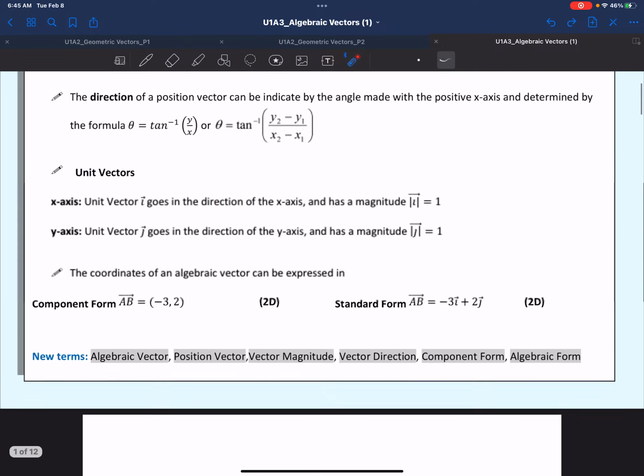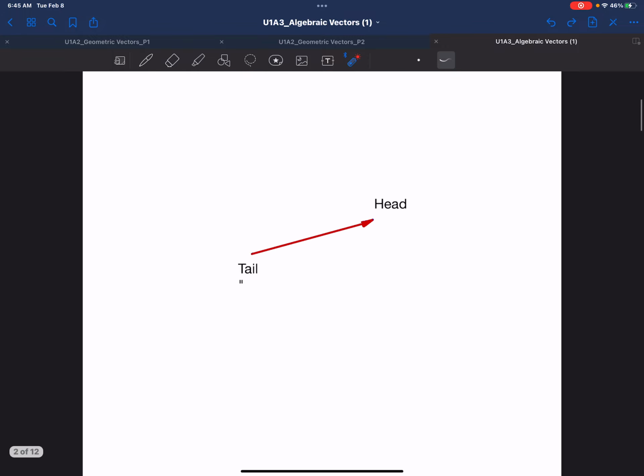So far, we've looked at vectors and we said that a vector is this pointed line segment and it has a tail and a head. And we've been talking about two main things about a vector. Number one, the length or the magnitude of the vector, which is usually described by the length of the line segment that represents it. And number two, the direction of the vector.